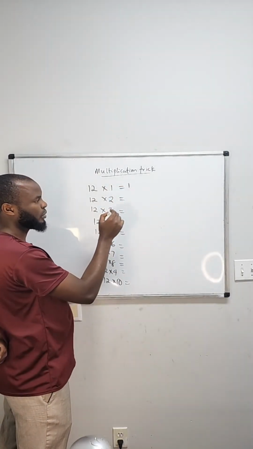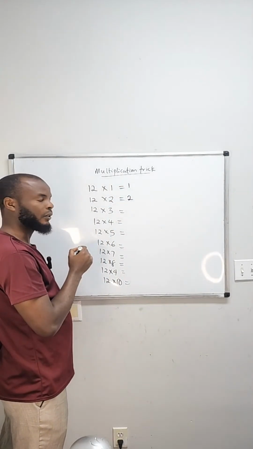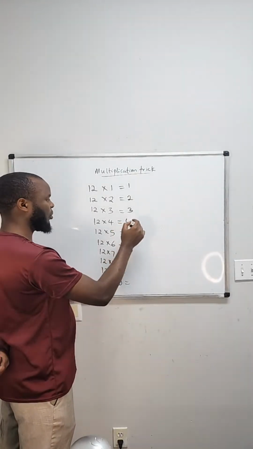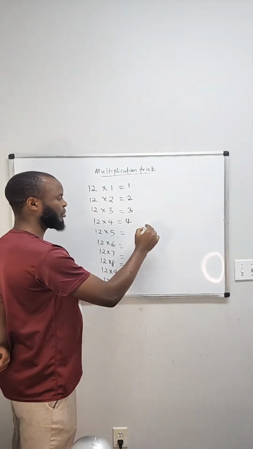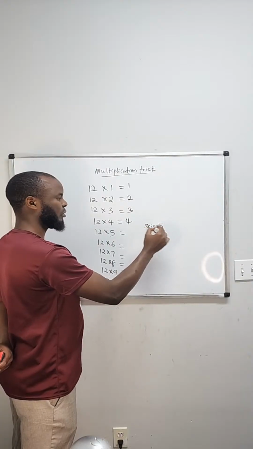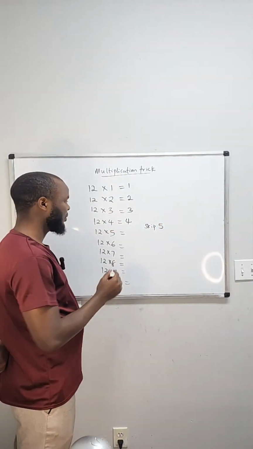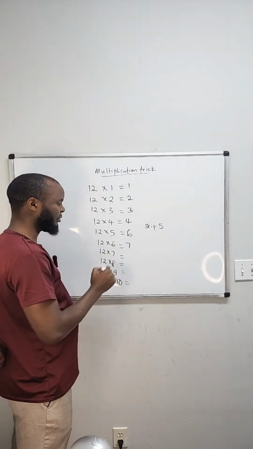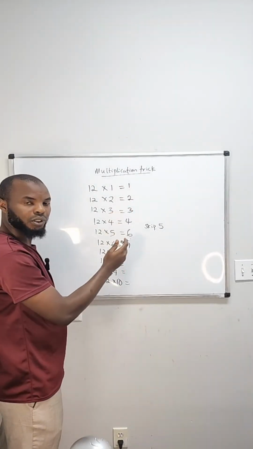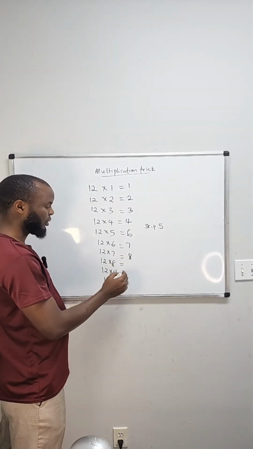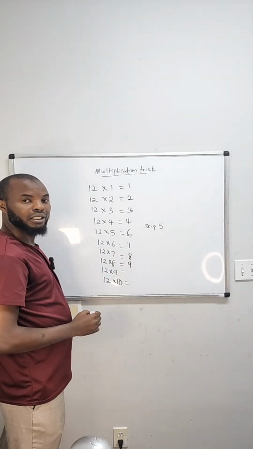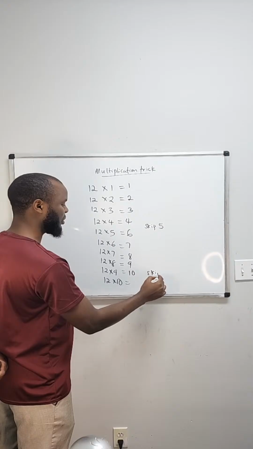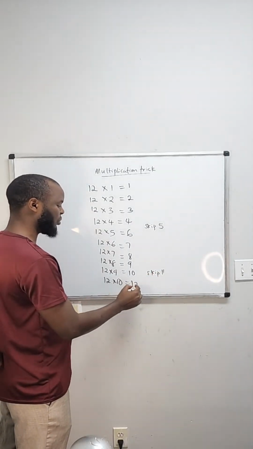Here we have 1, 2, okay? And then we have 3. Here we have 4. Now we skip 5. So we move to 6. And here we go to 7. You can see I'm following it sequentially. You go to 8. You go to 9. Okay, we go to 10 and we skip 11. Finally, we go to 12.